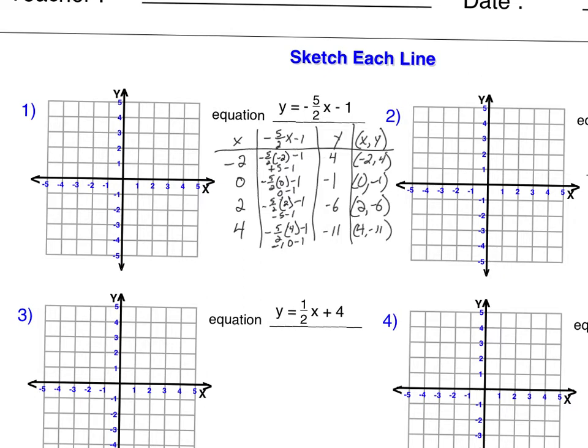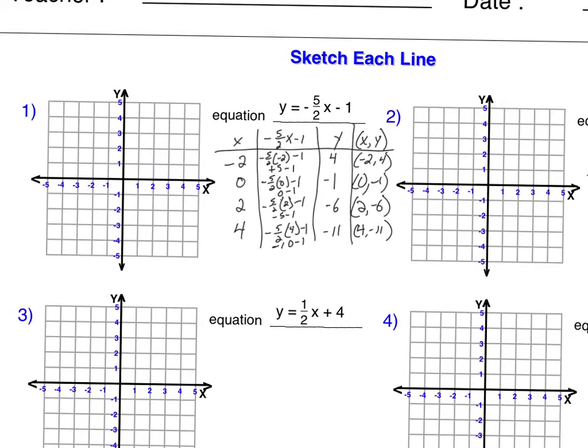Now with these, because of the way they work out, there are only 2 of those points that will fit on this graph. So I have to pick those 2 points and graph them. So I can graph -2, 4. I can put that on the graph right here. And I can also graph 0, -1.